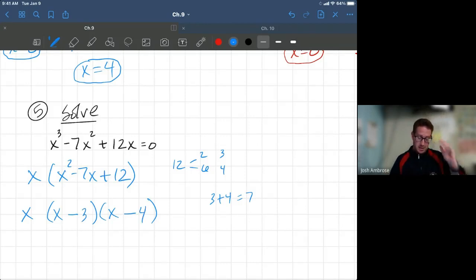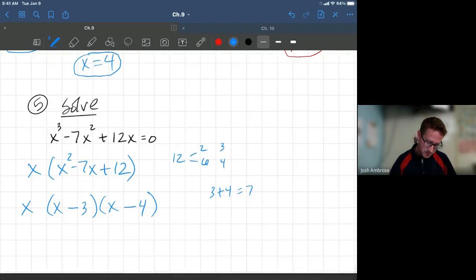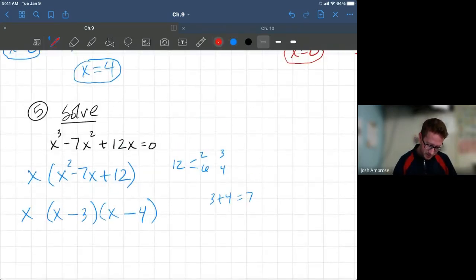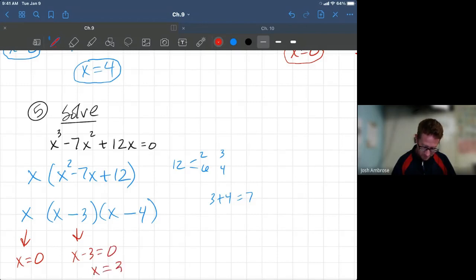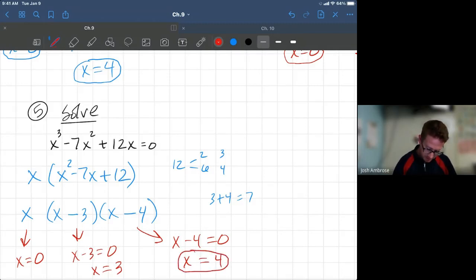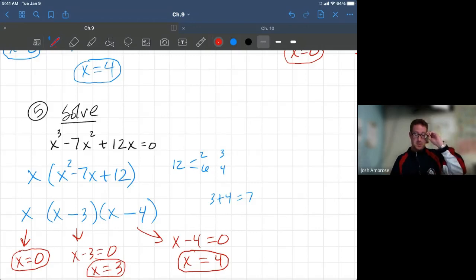Okay, there we go, but we're not done because it says solve. So we have all three of these. Set them equal to 0, and solve each of them individually. Okay, so we again are getting 3 answers for this problem. X equals 0, x equals 3, and x equals 4.